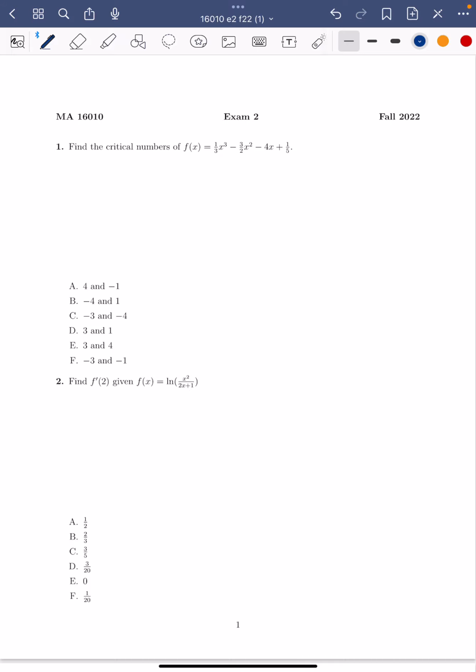For Fall 2022, Exam 2 for the course MA 16010. Let's begin. Number 1. Find the critical numbers of f of x equals 1/3 x cubed minus 3/2 x squared minus 4x plus a fifth.